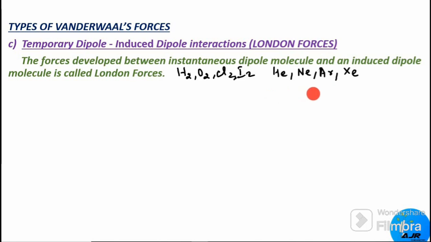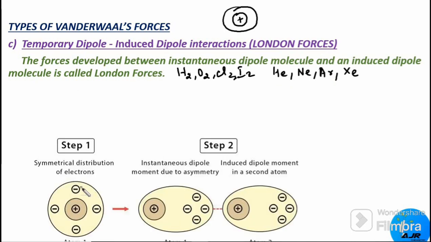According to wave mechanics, the electron cloud is rapidly moving around the nucleus. This is the nucleus, and the electrons are rapidly moving around it. During this movement, the electron density at a particular point of a molecule may become maximum. Like this, the electrons will be moving towards a particular point and it will become maximum there. Thus, an instantaneous dipole is created. Now, the molecule with the instantaneous dipole will influence the nearby molecule, thereby causing an induced dipole. This is how an induced dipole is formed.